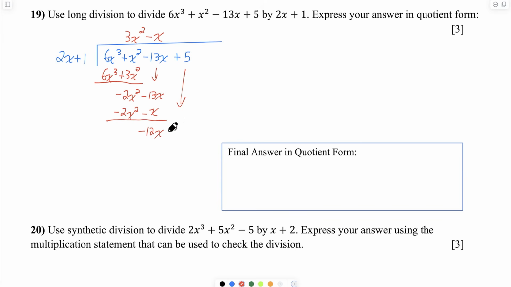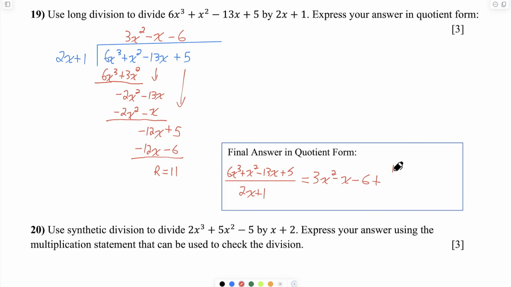Bring down the 5 and repeat one last time. -12x divided by 2x is -6. Multiply that -6 by the divisor to give me -12x minus 6. Subtract my like terms, and I'm left with a remainder of 11. So I can write this in quotient form by writing the dividend divided by the divisor is equal to the quotient plus the remainder over the divisor.